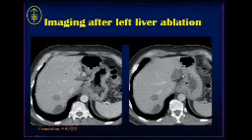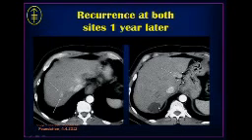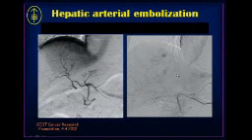And then again, this is a couple months later, the repeat CT, and now instead of having this nodule of enhancement, you have just a big area of ablation. And the other area also stayed relatively well ablated. However, 1 year later, we see a little bit of enhancement here, and we see quite a bit of enhancement here. So this time, we do the embolization.